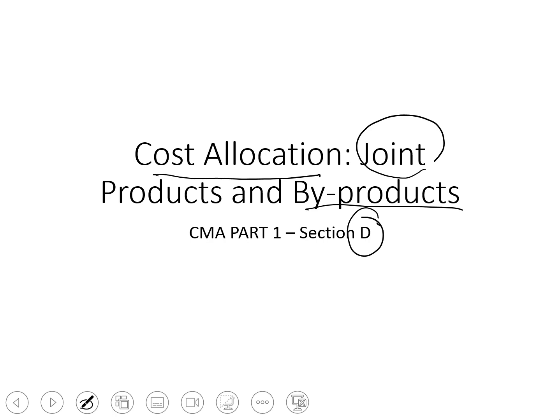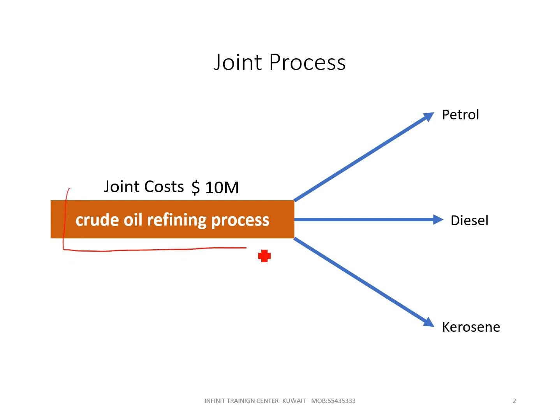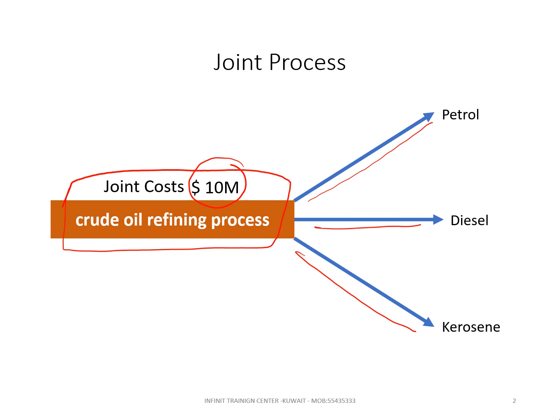Okay, so joint products and byproducts. First we will see what joint products are. You can see here a diagram in which a crude oil refining process is happening, and you have a cost of 10 million for this. So you made crude oil and spent 10 million, and from this crude oil you are making three products: petrol, diesel and kerosene. So three products you are making out of this crude oil.